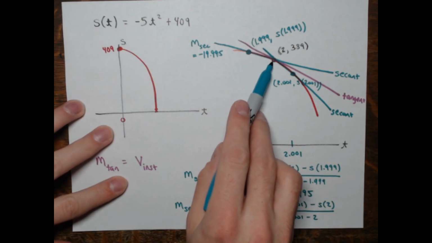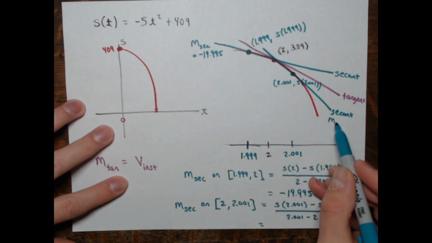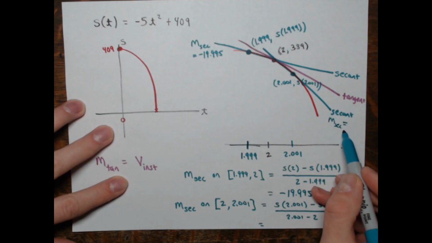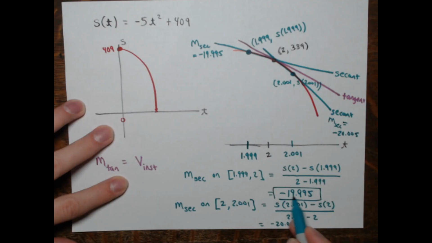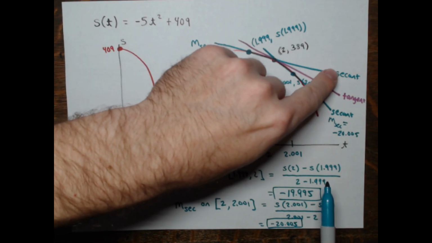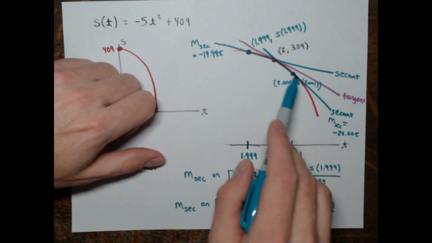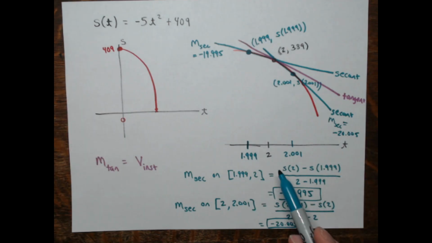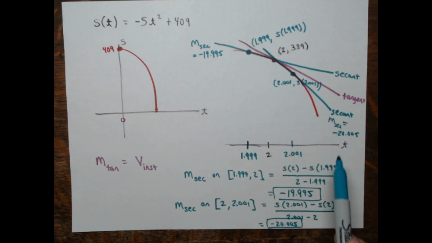Okay, so this line here, from the point where time is 2 to the point where time is 2.001, this line has a slope of negative 20.005. So if you look at these, negative 19.995 and negative 20.005. This line has a slope of negative 19.995. This line has a slope of negative 20.005. You see how the tangent line is between those? All right, the tangent line at 2 is between these.